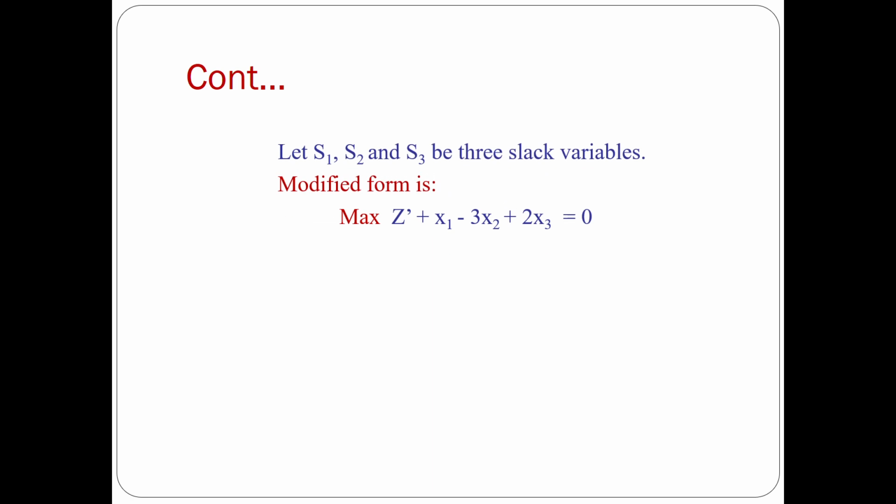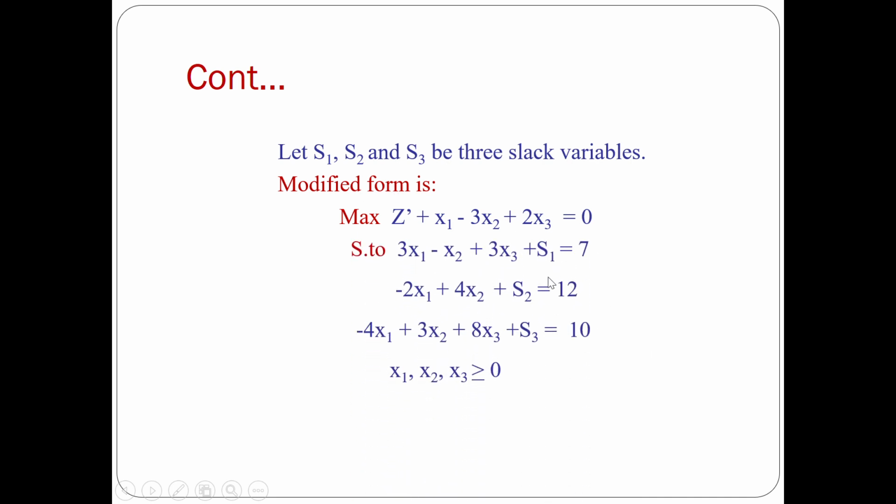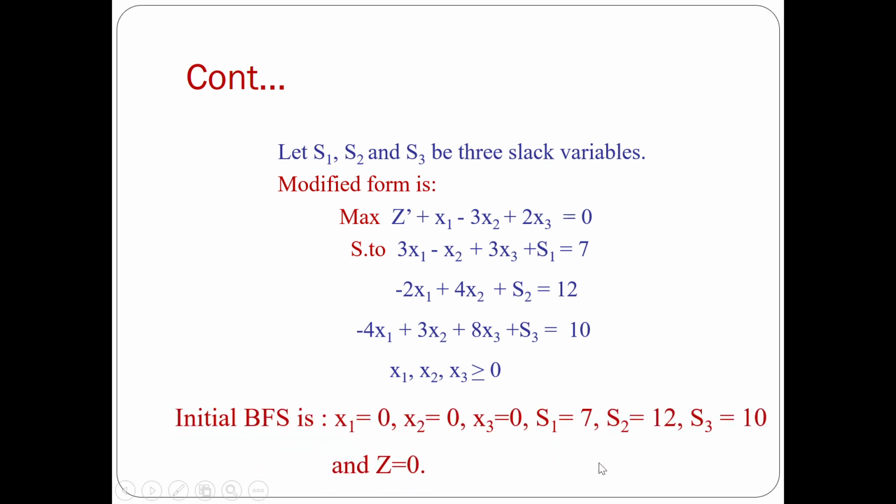We have to add the slack variables to convert this constraint equation into standard form. Before that, we have to modify the objective function equation so that it will be equal to 0 like this. Then we are adding the slack variables to convert the canonical form into standard form, and these are all the non-negativity constraints. And the initial basic feasible solution is x1 is equal to 0, x2 is 0, x3 is 0, s1 is 7, s2 is 12 and s3 is 10, and the z value will be 0.